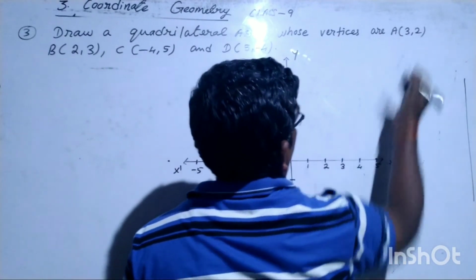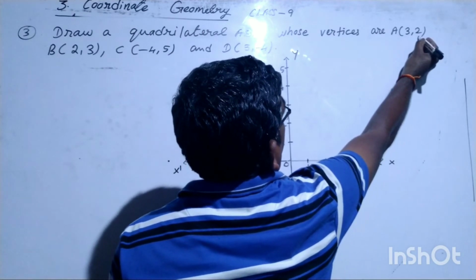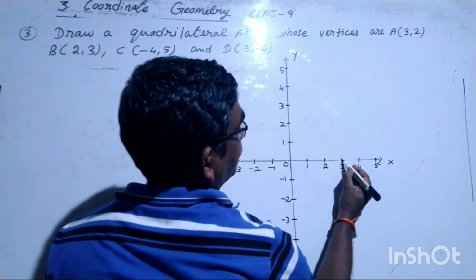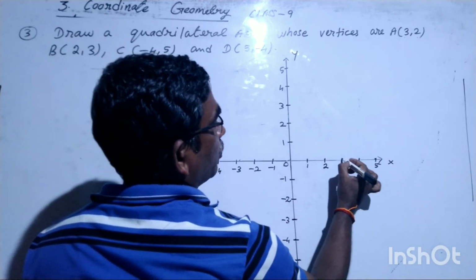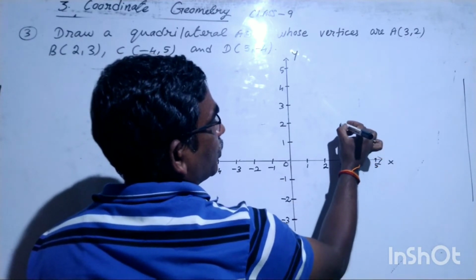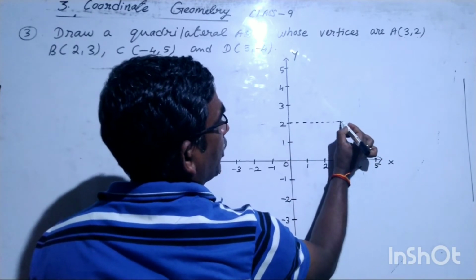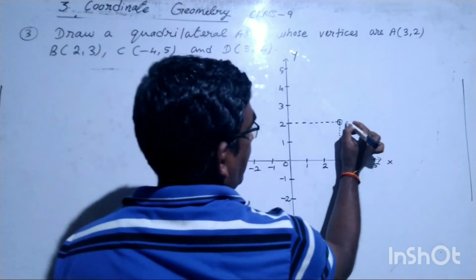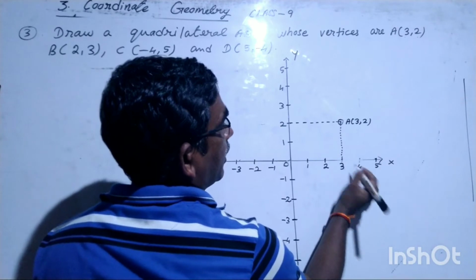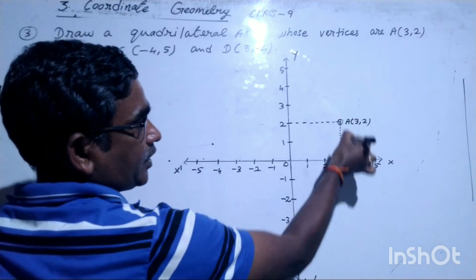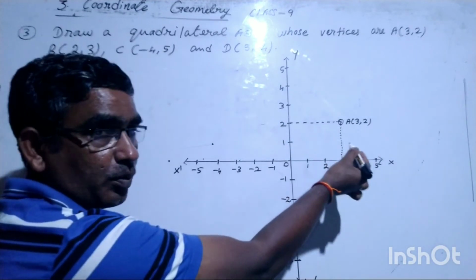So we can locate the point A (3, 2). The x-coordinate is 3, the y-coordinate is 2. So from 3 and 2, you draw perpendicular lines to meet. Where the two are meeting, this point is A (3, 2). Here, at A, the x-coordinate is 3, the y-coordinate is 2. You understand how to make it, look at the point?